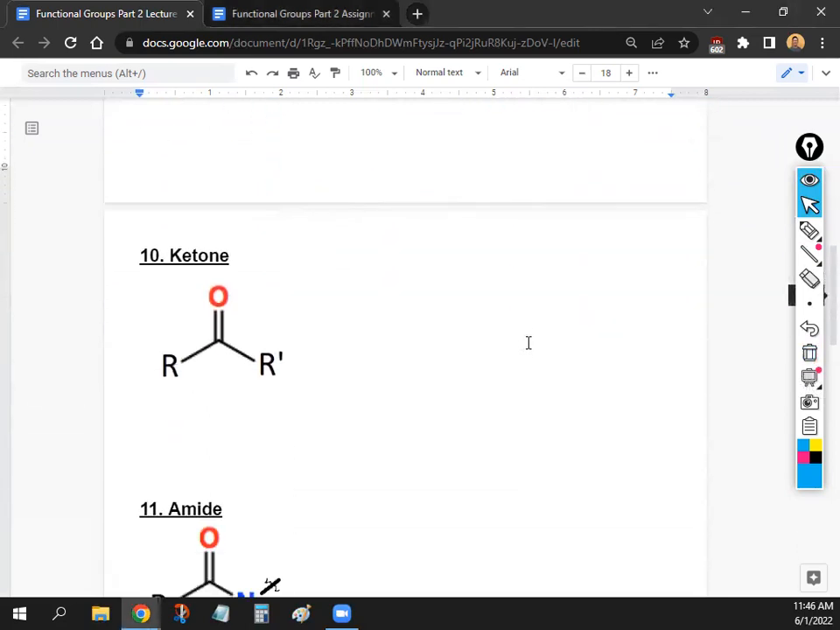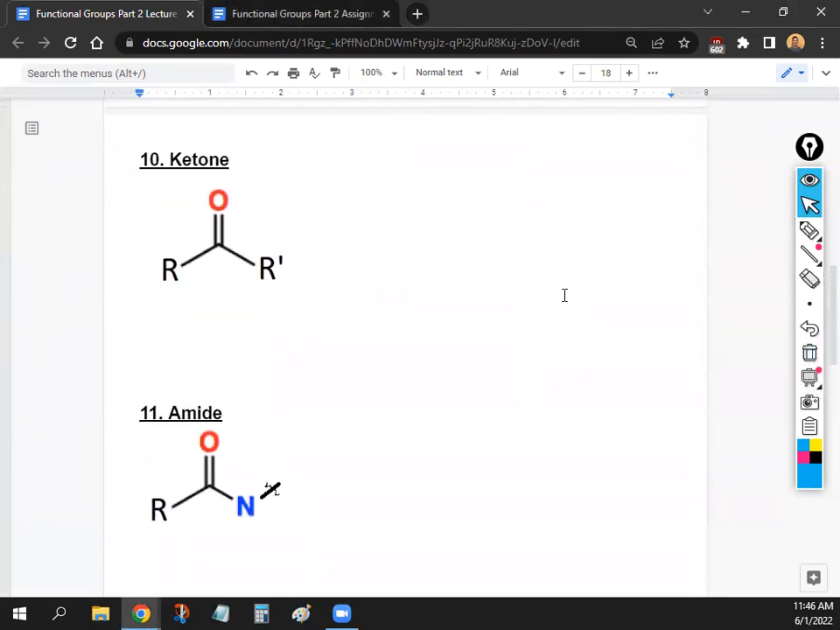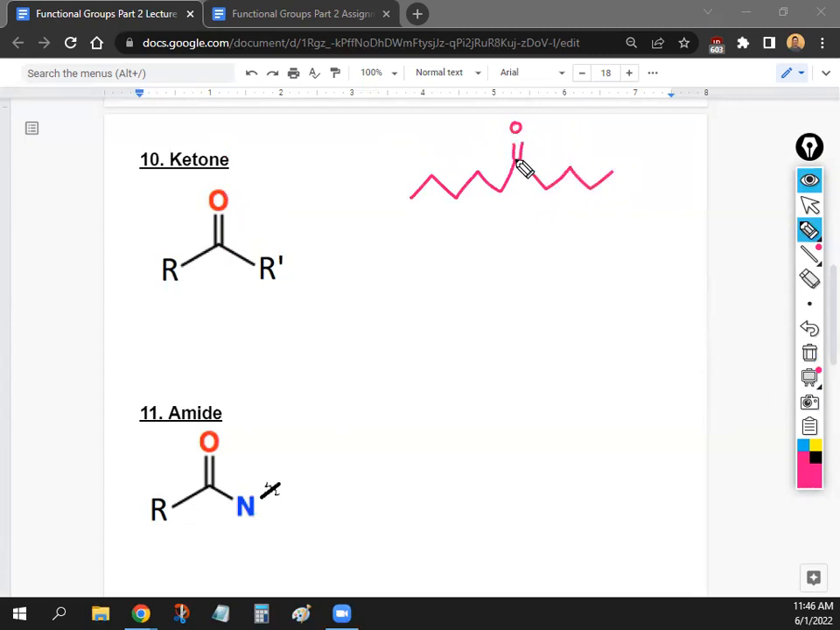The next one, again, it's going to look similar. It's called a ketone. And so you've got the carbon double bond with an oxygen, but instead of being connected to an OH or an H, it's basically this thing right here, the carbon double bond to oxygen in the middle of a carbon chain. So an easy way that you might see it is something like this. You're going to see a carbon chain, and then there's a carbon double bond with an oxygen in the middle of the chain.